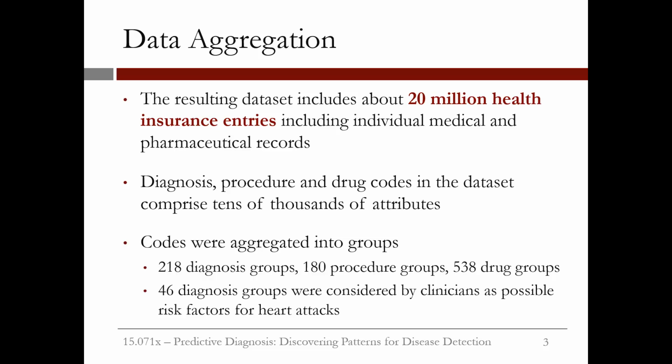Let us discuss how we aggregated this data. The resulting data set includes about 20 million health insurance entries, including individual medical and pharmaceutical records. Diagnoses, procedures, and drug codes in the dataset comprise tens of thousands of attributes. The codes were aggregated into groups: 218 diagnosis groups, 180 procedure groups, 538 drug groups. 46 diagnosis groups were considered by clinicians as possible risk factors for heart attacks.